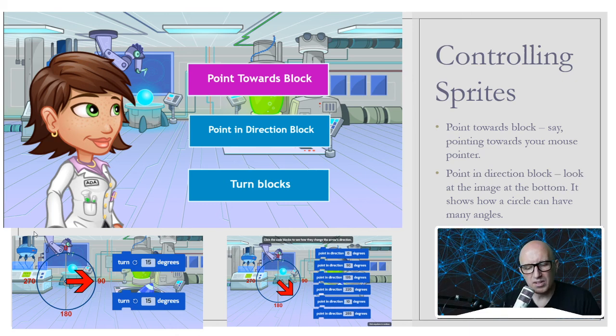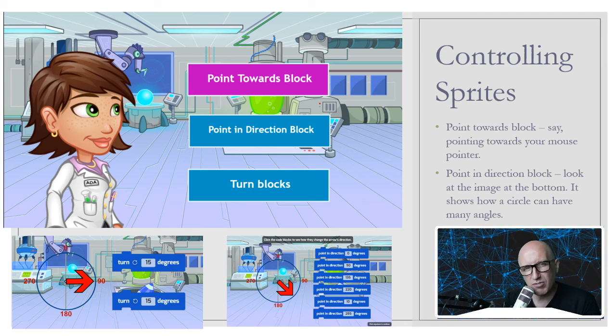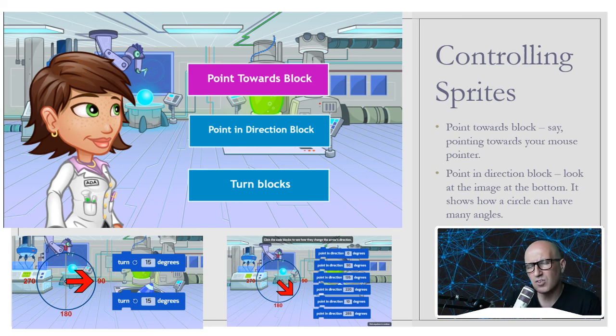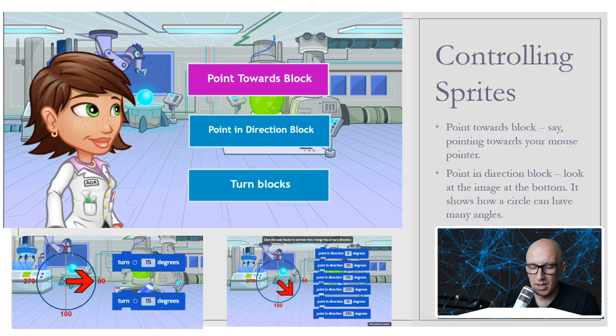So this is where we're going to, and this is where we are heading today. Okay? Go and sign in. Go to the point towards blocks, point and direction blocks, and turn blocks, and make your robots move in those tutorials. Your aim today is to complete the input events. As always, Year 4, good luck.